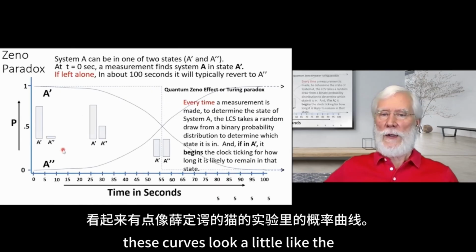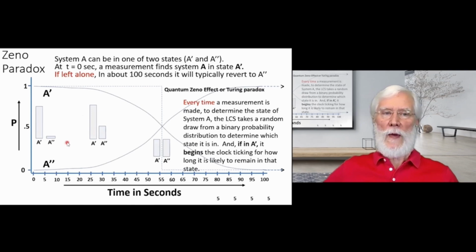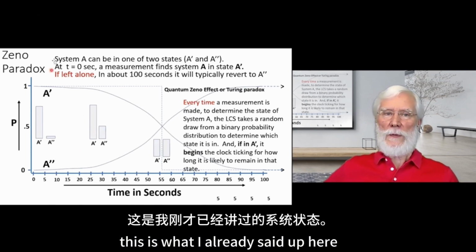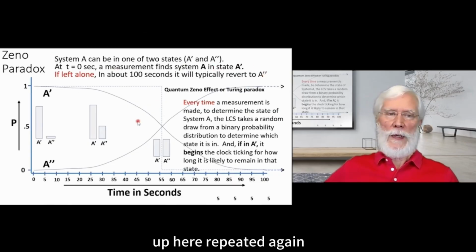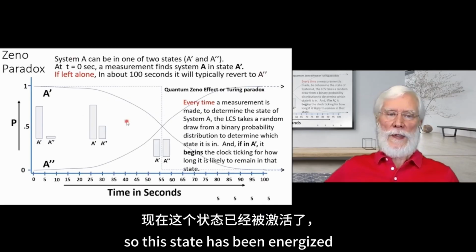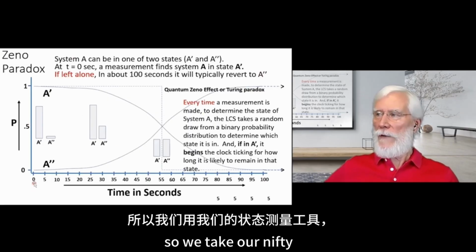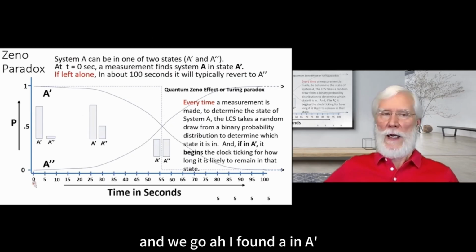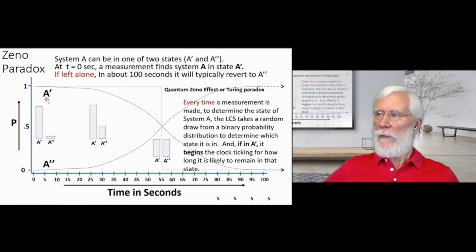So now let's see. These curves look a little like the Schrodinger cat curves from probability. So here's our system. This is what I already said up here. I've just repeated it in case you can't remember it. So this state has been energized. We're going to measure it. So we take our nifty state measuring tool and we measure A, and we go, I found A in A prime. Okay.